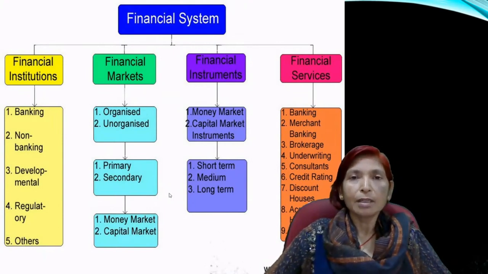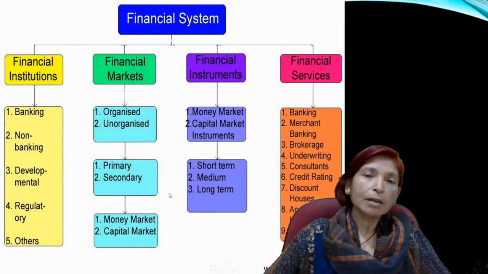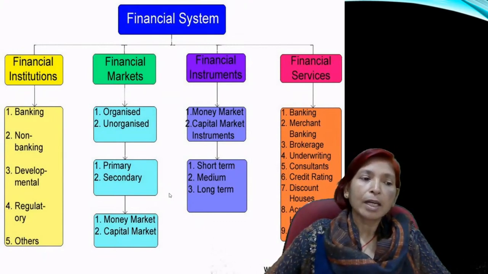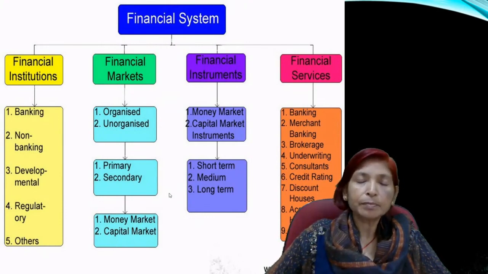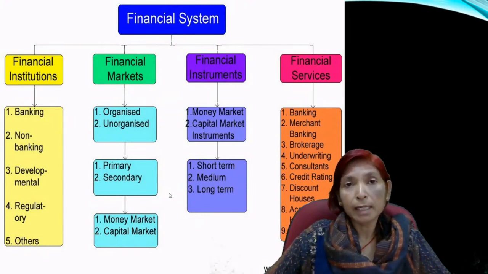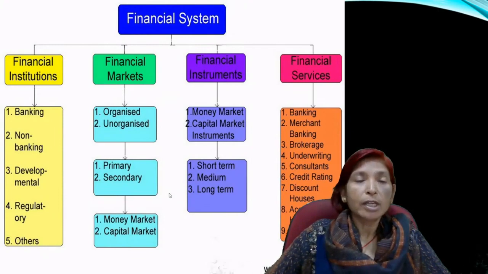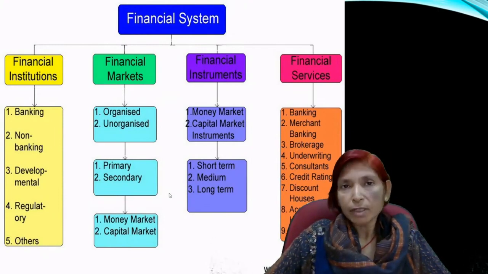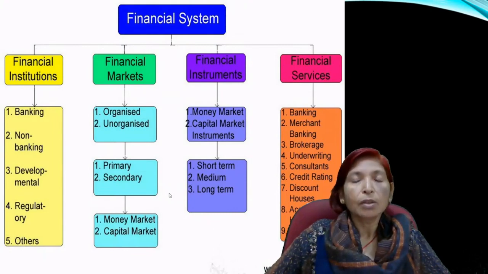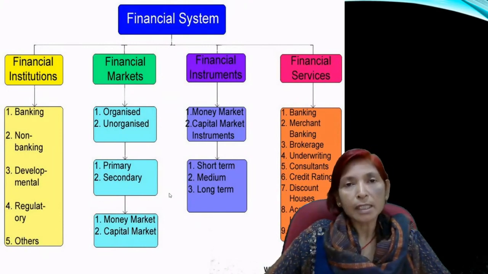One is financial institutions. Now, what are the financial institutions? In this we include the banking system. You know that the banking system is that system which takes money from the savers and gives it to the users or investors, those who need money for their business enterprises and production of goods and services.